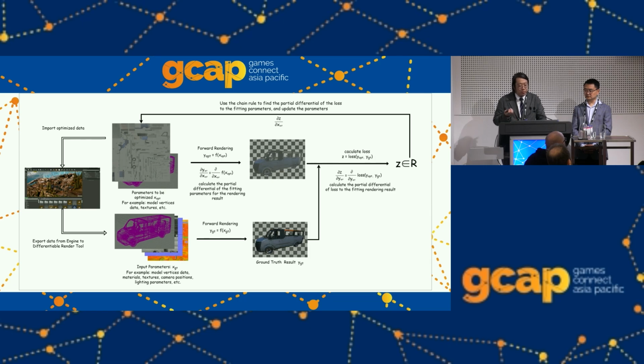These steps can be briefly explained as follows. 1. Export resources from the engine to an external differentiable renderer. 2. Perform the fitting loop with the external renderer. 3. Return the fitted result to the engine project.